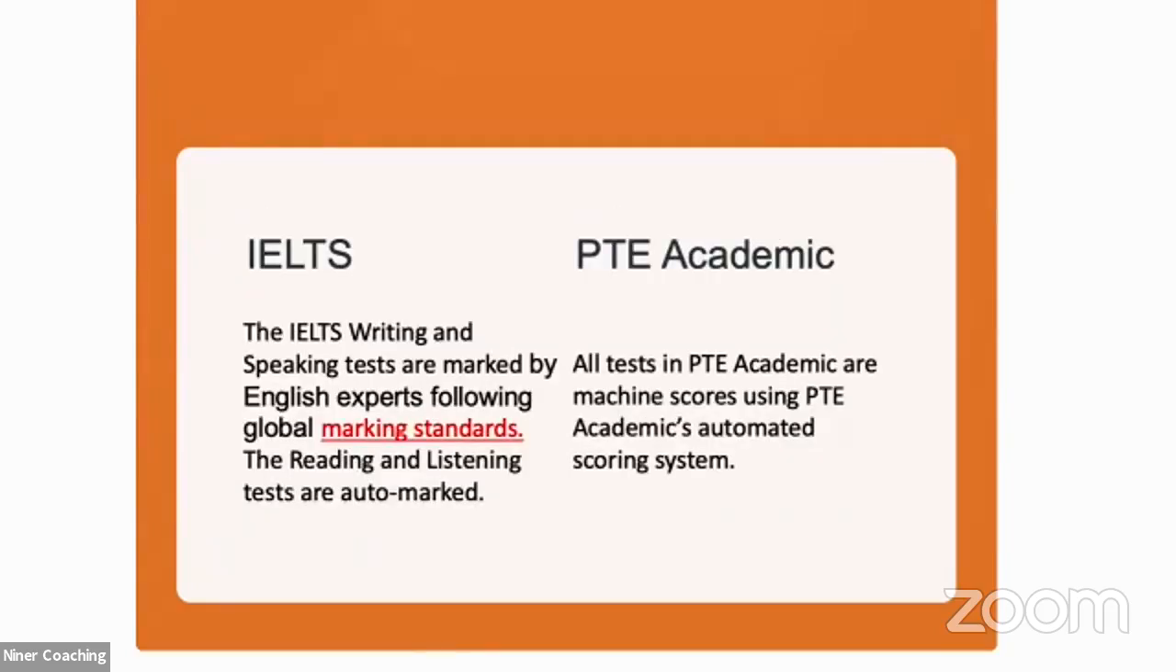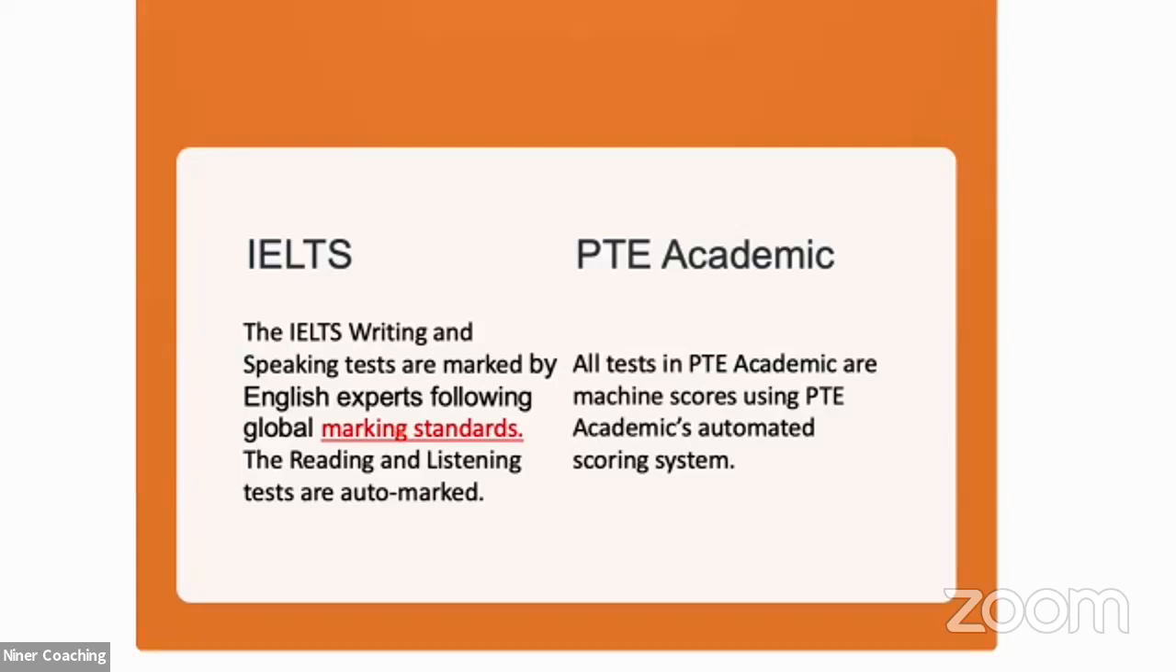Another difference: the IELTS writing and speaking tests are marked by English experts following global marking standards, which might have already been discussed in a lot of sessions here at IFNG. You know, your band score descriptors, they are being used by human examiners to assess your performance in the test for speaking and for writing. Whereas the reading and listening tests are auto-marked if you're taking the computer-delivered IELTS. When you're taking the paper-based IELTS, it's going to be marked by humans once again.